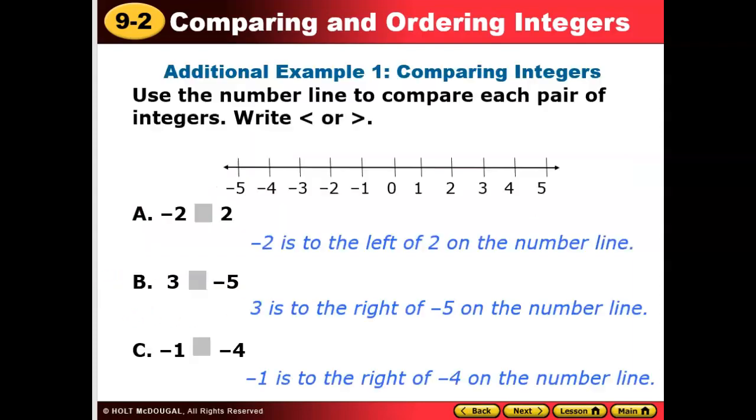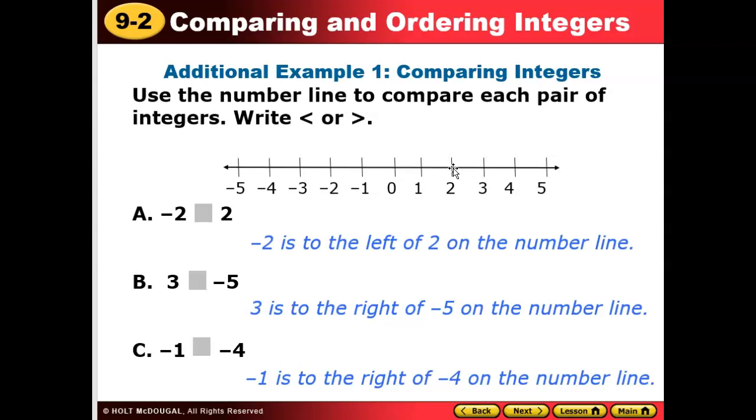Okay, so let's look at our first few examples. We are going to use this number line up here to compare each pair of integers. And we're going to write either less than or greater than. So we have -2 and 2. So -2 is right here on the number line. +2 is right here. And remember, the number that is farther right is the larger number.